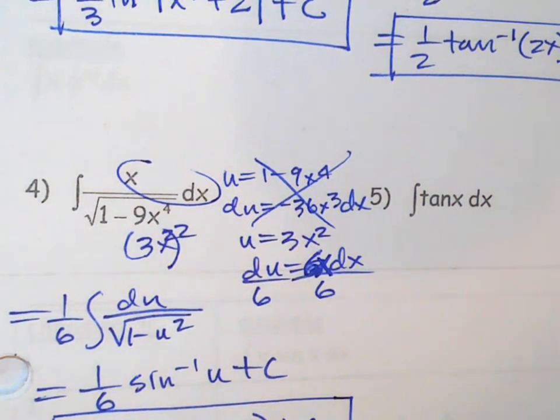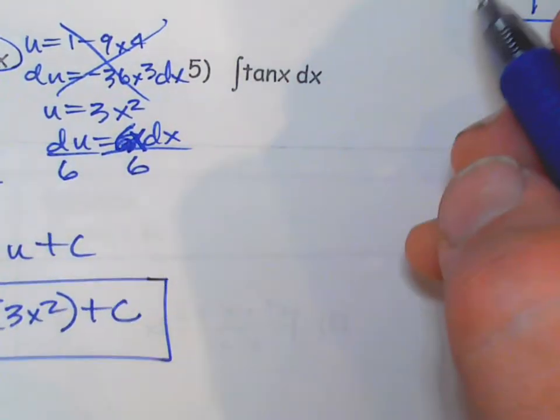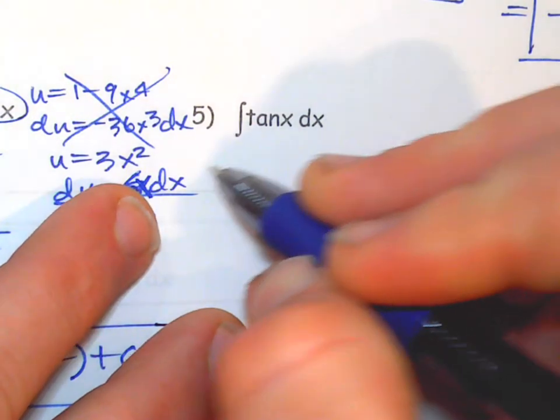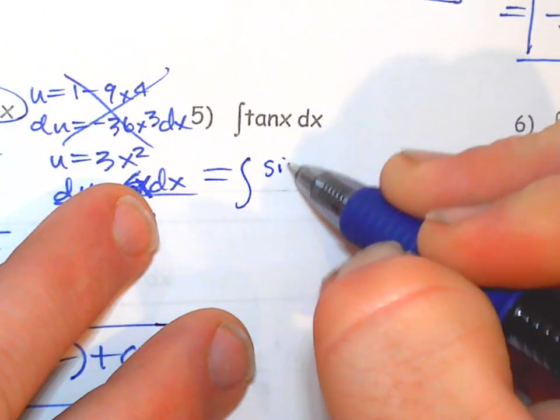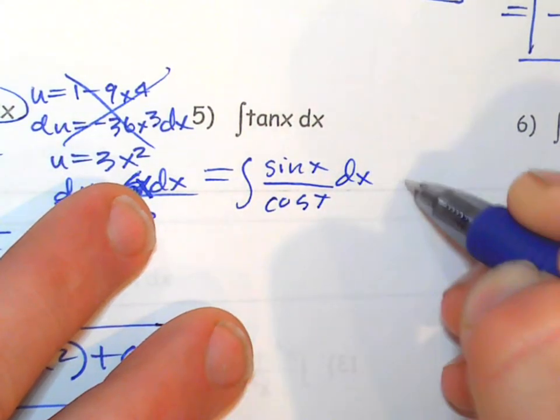Five. 5 is not secant squared. We're going the wrong way. We don't have an antiderivative for tangent. So what you should do, sometimes with trig, is rewrite it in terms of other trig. And now this is a u-substitution.